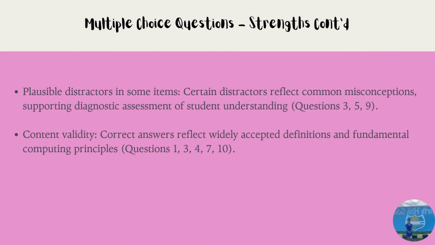Another important strength is the presence of plausible distractors in several of the multiple choice items. In questions 3, 5, and 9, the distractors are not just random. They reflect common misconceptions students often have about hardware, data processing, and device classifications. This is valuable because it allows the assessment to function diagnostically. It helps teachers identify specific misunderstandings, not just whether a student got the item wrong or right.